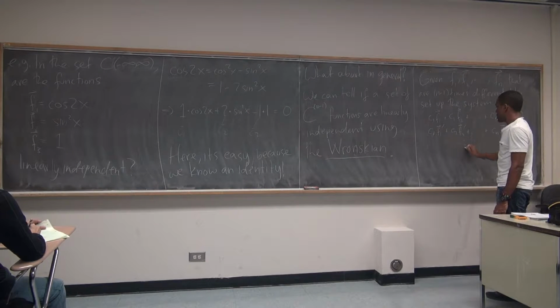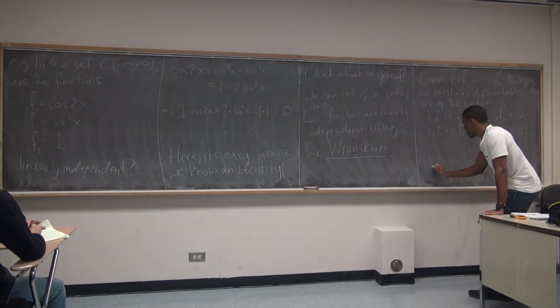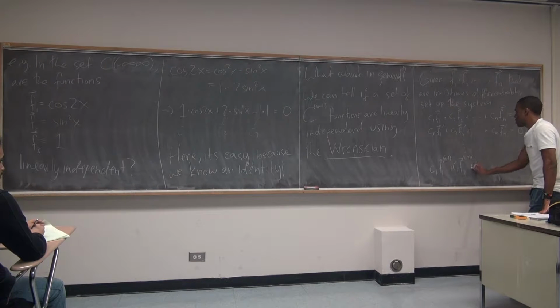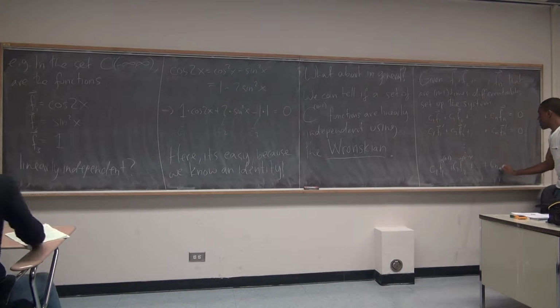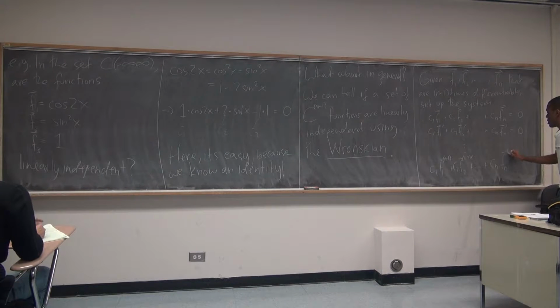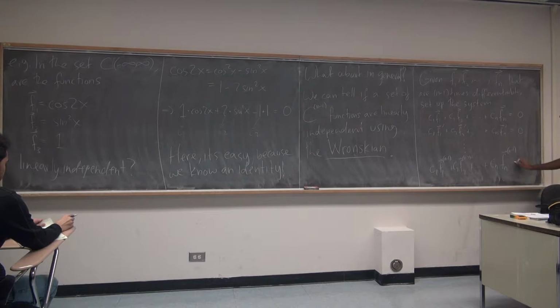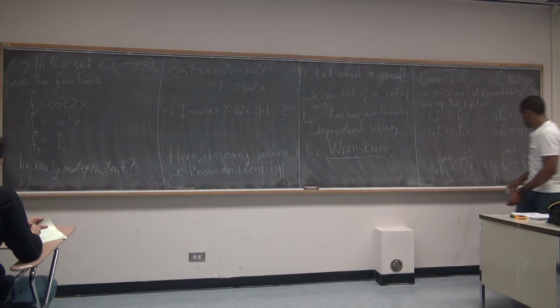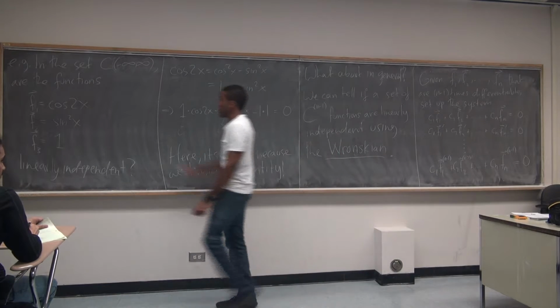And I'm going to do this n minus 1 times to have C1 times the n minus 1th derivative of F1 plus C2 times the n minus 1th derivative of F2 plus Cn times the n minus 1th derivative of Fn. And so we end up with here an n by n system. Right? Because there are n rows and there are n columns from the functions.